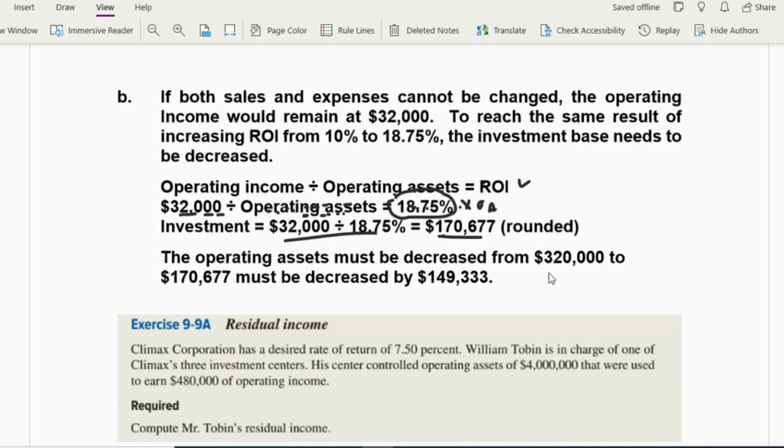Why am I saying decrease? Because the original operating assets were 320,000. Now if we decrease them from 320,000 to 170,677, we will be able to earn a return on investment of 18.75% without changing our sales, without changing our expenses. So this is how we are going to solve this question.